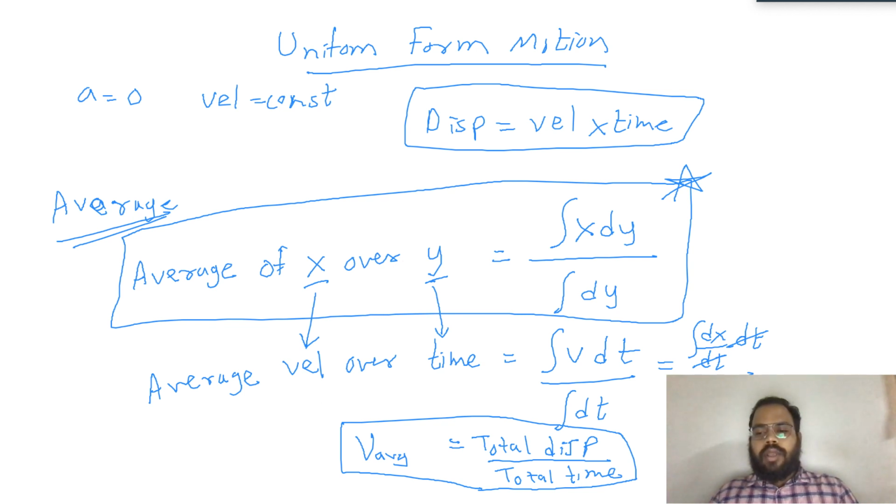One more important thing: if nothing is mentioned, then it is understood that it is average over time. Suppose I only tell you to find average velocity, and I have not told you over what, over distance or over time, whatever it is. So if nothing is mentioned, you will take average over time.